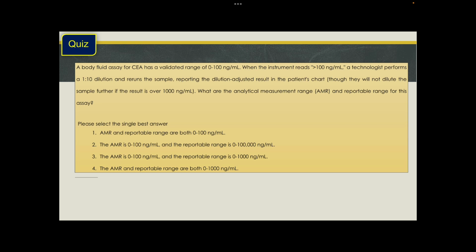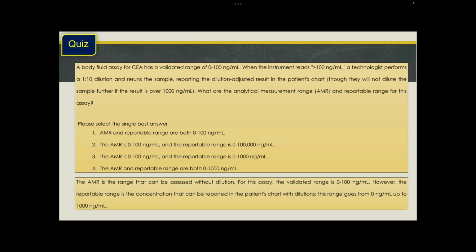The answer: the AMR is the range that can be assessed without dilution. For this assay, the validated range is 0 to 100 nanograms per milliliter. However, the reportable range is the concentration that can be reported in the patient's chart with dilutions. This range goes from 0 nanograms per milliliter up to 1000 nanograms per milliliter.